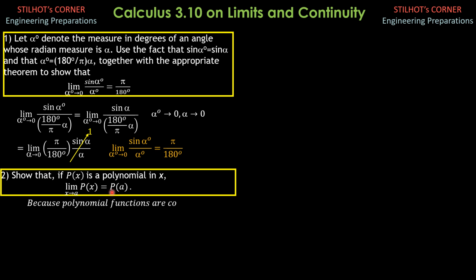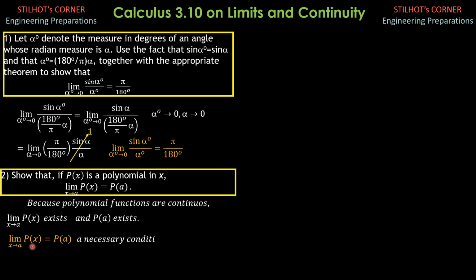And the condition for functions to be continuous is that the limit of the function as x approaches a must be equal to the function value when x is a. So the limit of p of x as x approaches a exists. The function value when x is a also exists, and the condition for a continuous function is that the limit as x approaches a is equal to the function value of the polynomial when x is a. So I put here the necessary conditions for continuous functions. This is a necessary condition or requirement for a continuous function.